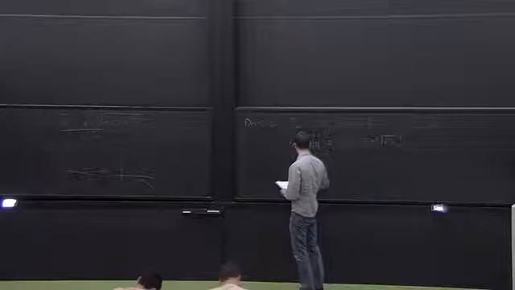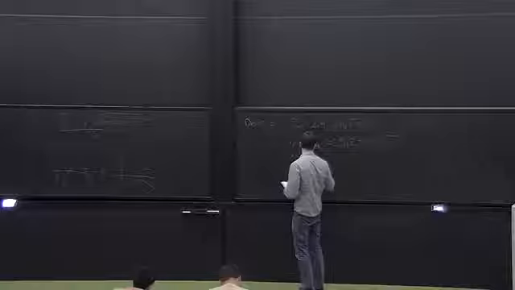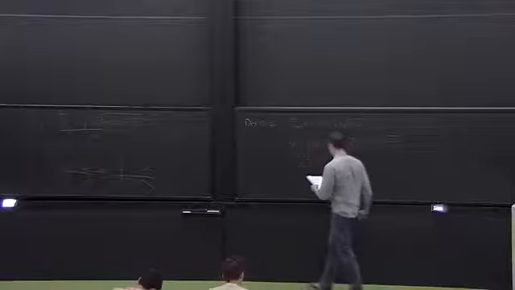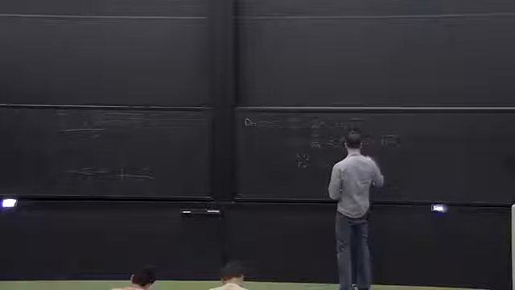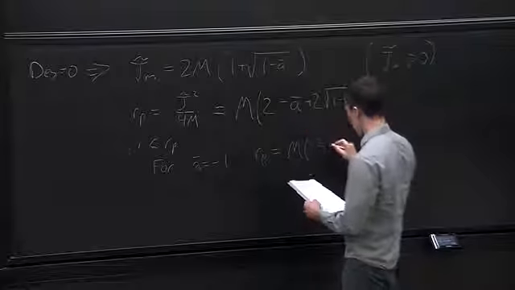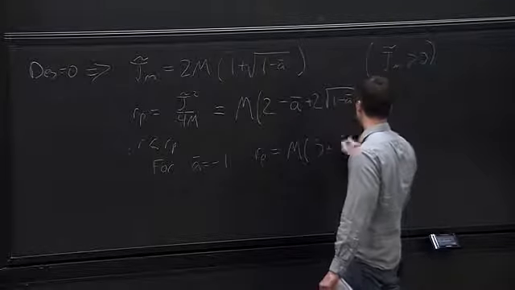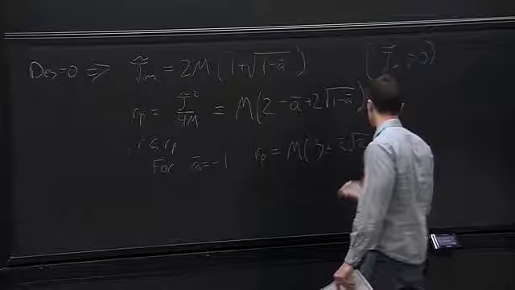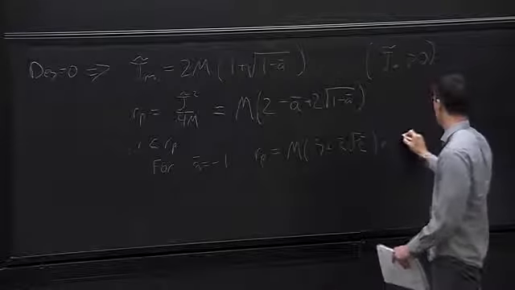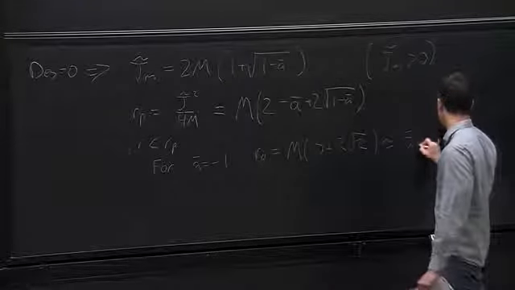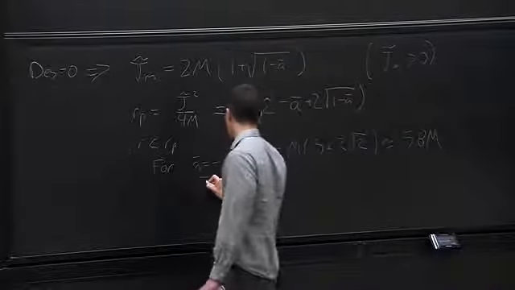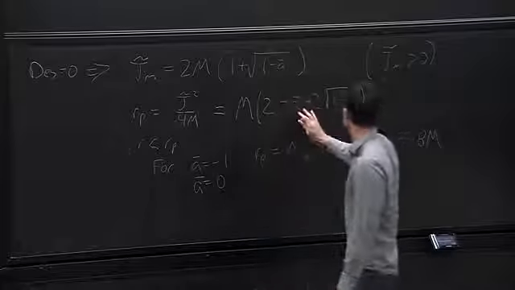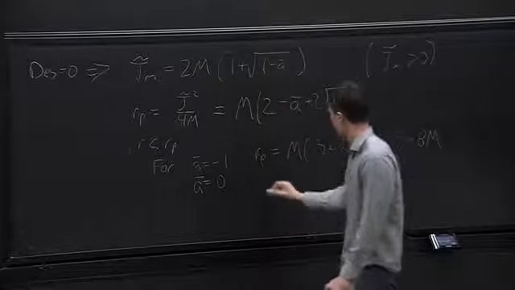In the retrograde case, there we get three here, and then 2 times the square root of 2. So that's about 5.8. We can look at the non-spinning case. So we get 0 and then 2. So that's 4.